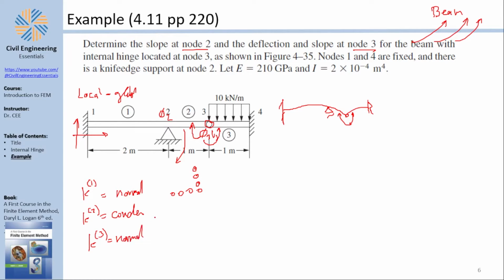And this is where things get crazy. Isn't element number 3 also released? Like, shouldn't I use for element number 2 a special K, and for element number 3 a special K? Because element number 3 is released in its beginning and element number 2 is released in its end.